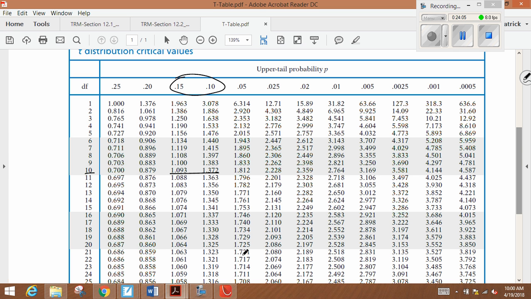I think sometimes what happens is I become so dependent on the calculator that my brain forgets how to do it old school style, right? And so there you have it. So what are we going to do? So the probability is going to be between 0.15 and 0.10.